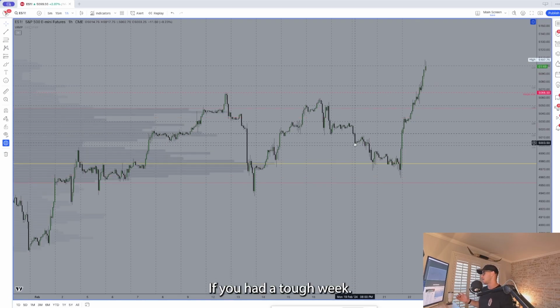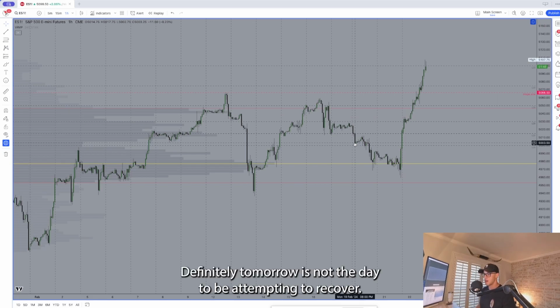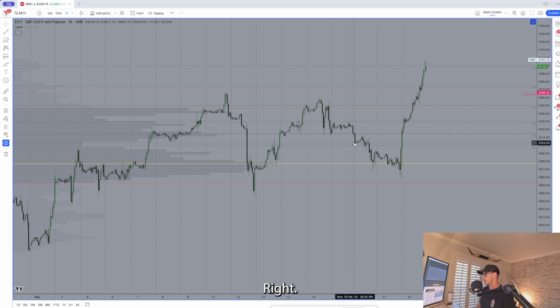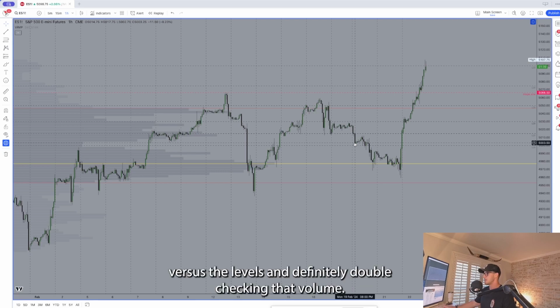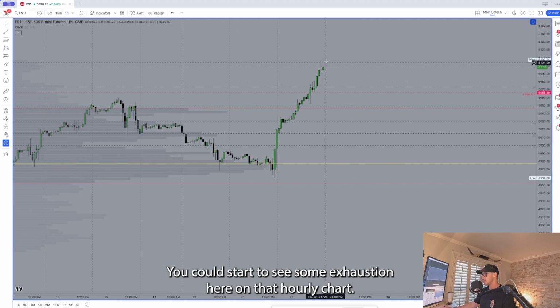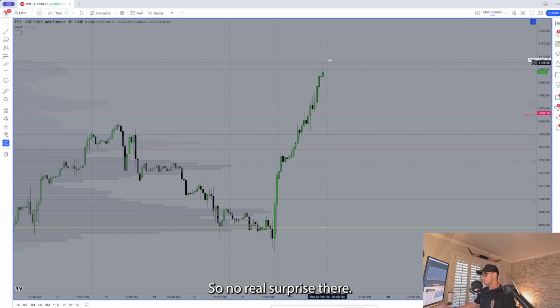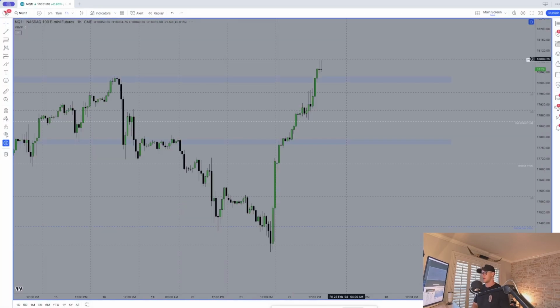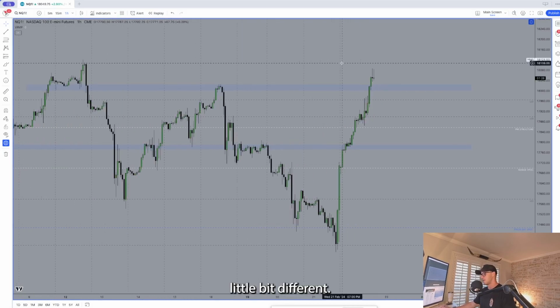If you had a tough week, definitely tomorrow is not the day to be attempting to recover, right? We'll be looking at the levels, seeing how price trades versus the levels, and definitely double checking that volume. You could start to see some exhaustion here on that hourly chart. So no real surprise there. Now, as far as NQ, a little bit different, right?